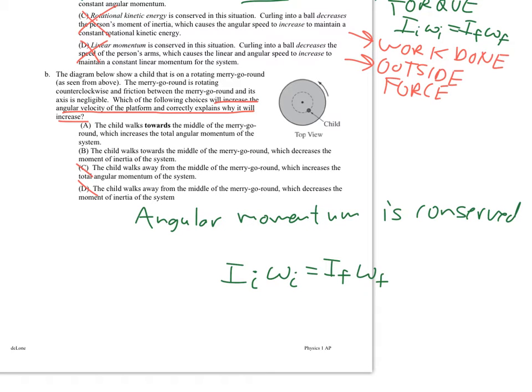What we want to do is decrease that final moment of inertia. That means we are walking towards the center, and that will increase our final angular speed. So let's look at our reasonings here. A says the total angular momentum of the system increases. That is not going to be true. We have no outside torques, so the angular momentum will remain constant. The reason the merry-go-round speeds up is we decrease the moment of inertia of the system. That increases the angular speed.